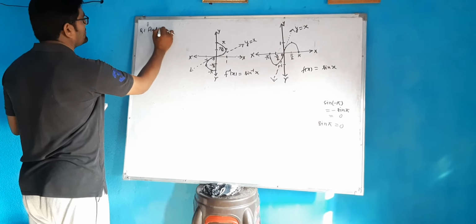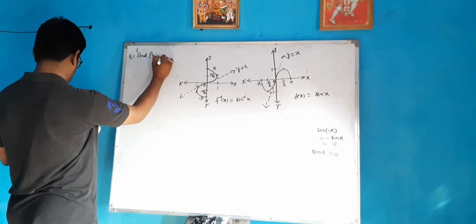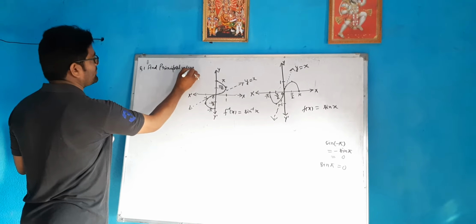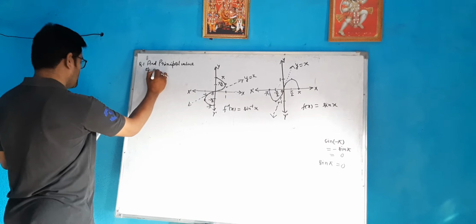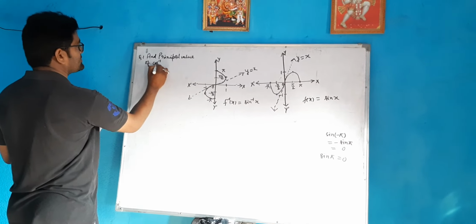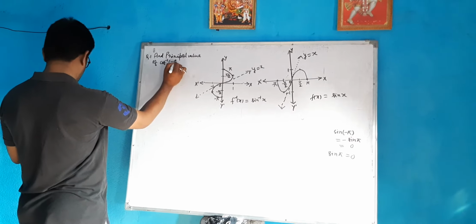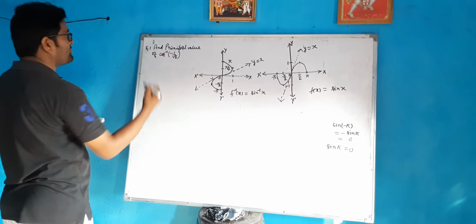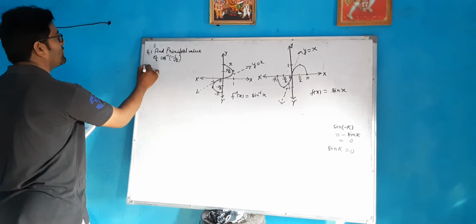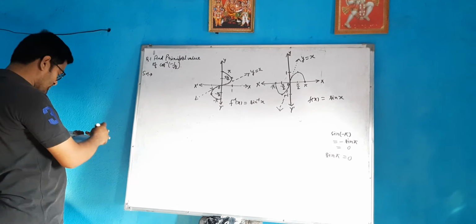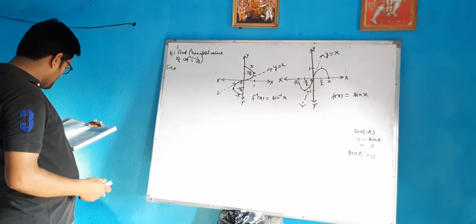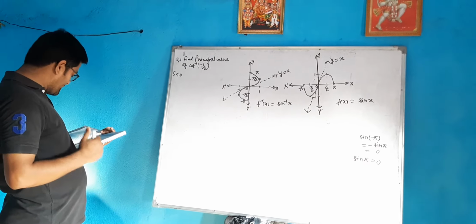Find the principal value of cot inverse of minus 1 by root 3. Now we have to find the principal value of cot inverse of minus 1 by root 3. First we have to understand the principal value branch of cot inverse.